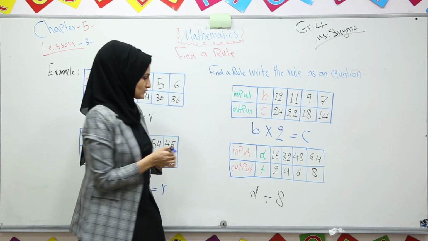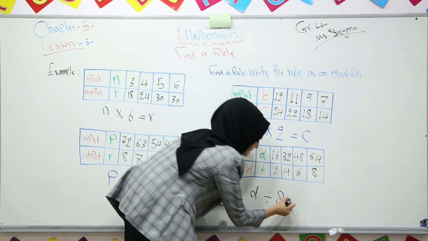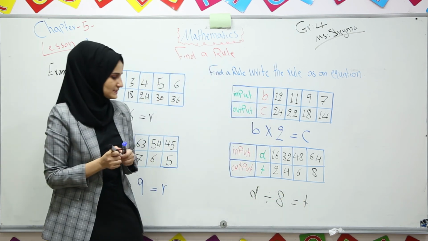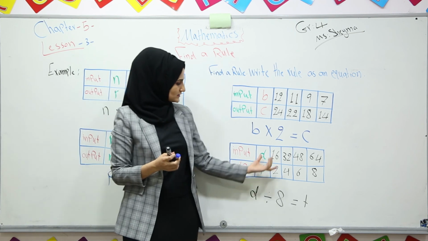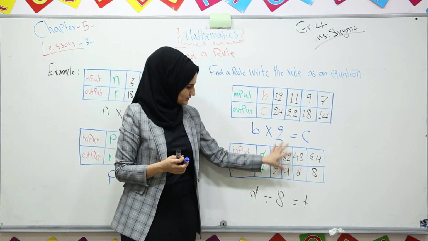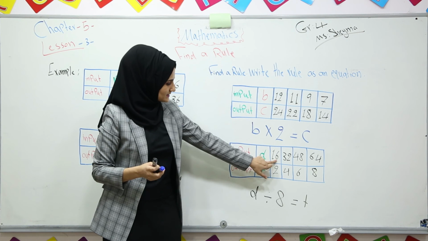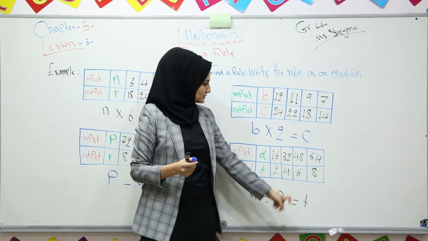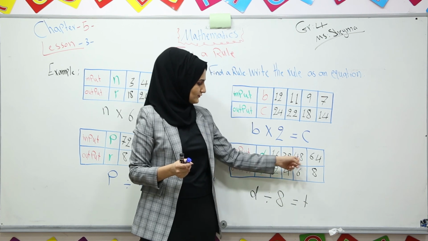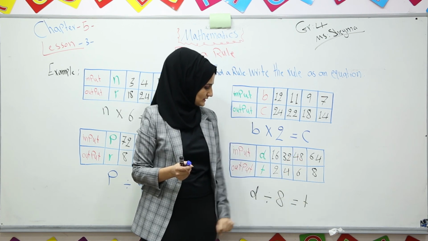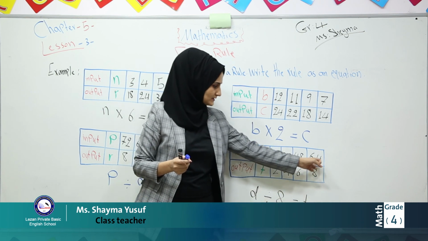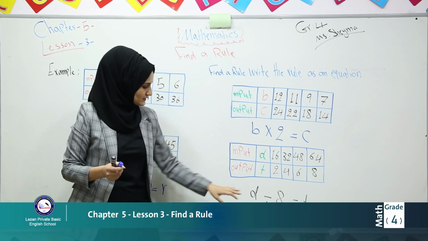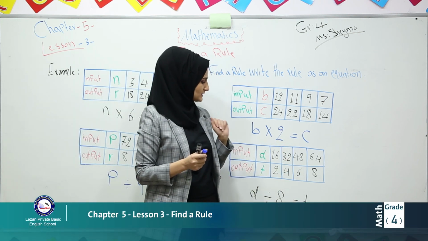So our rule is D divided by 8 is equal to T. Our output is represented by T. Let's test this equation on each pair that we have. 60 divided by 8 is equal to 15. That's right. 32 divided by 8 is equal to 4. That's right. 48 divided by 8 is equal to 6. That's right. 64 divided by 8 is equal to 8. That's right. So this is a rule for this input box.